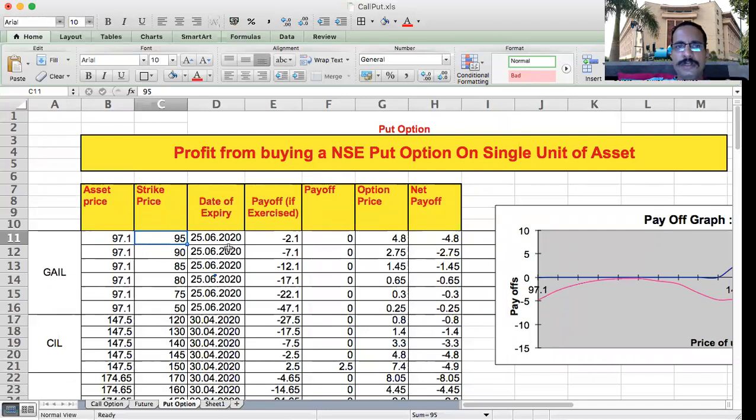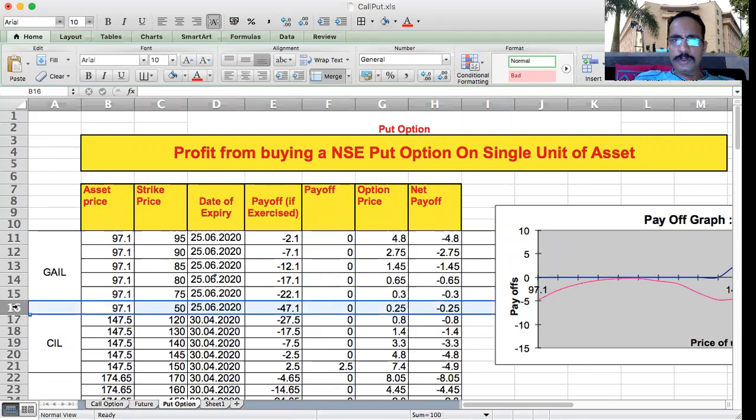And if I exercise this option, since the present asset price is 97.1 at which I acquire this and I sell it at 95, so I'm losing 2.1 on this transaction. But I will not exercise this in this case. I'll keep holding the stock with me, right? And then my payoff is zero, but I have paid some premium, as option price, so that will be my loss.